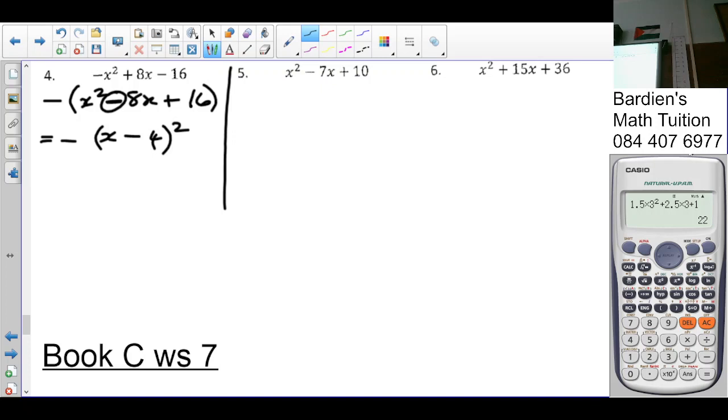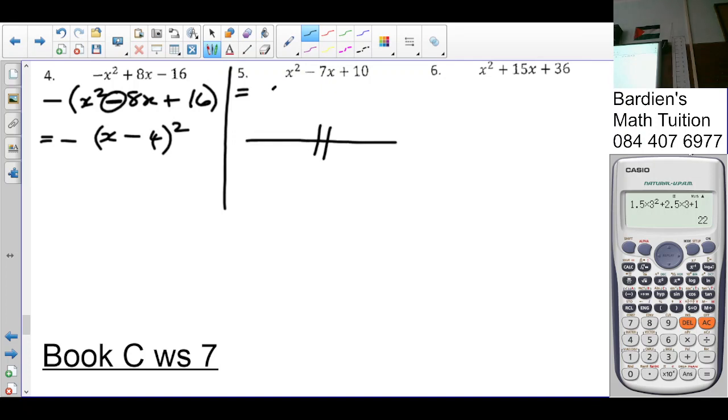Let's look at the next one. Is there a common factor? No. What's the square root of x squared? X. What's the square root of 10? It's not a perfect square. So could I use perfect square trinomial there? No. But it is a trinomial. It is in the form of x squared, x and no x, not so? So what do I do now? Product line. Here we go, product line.